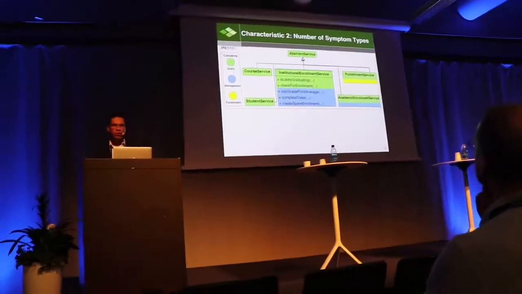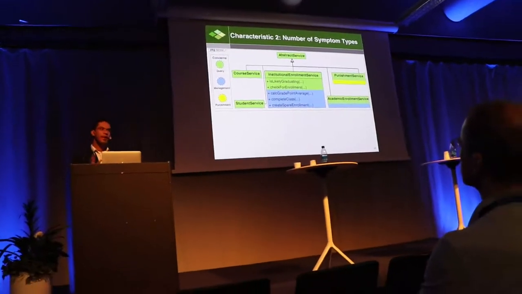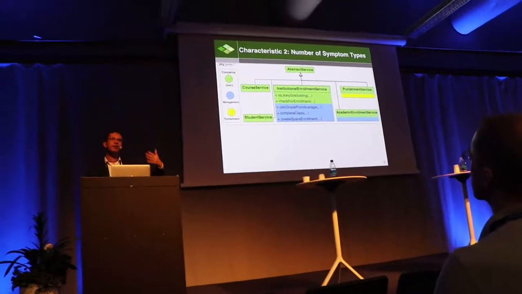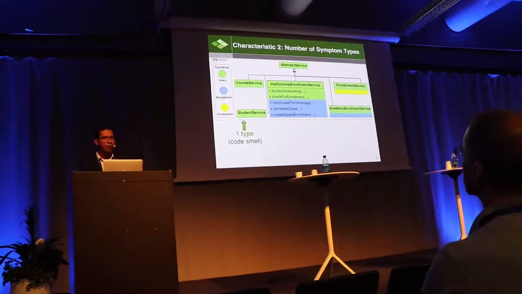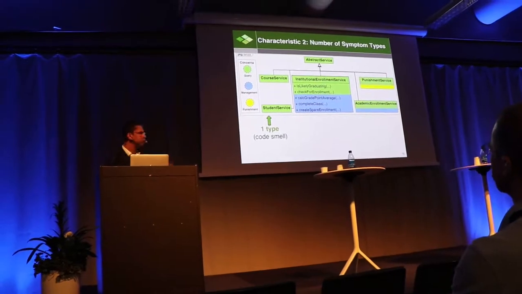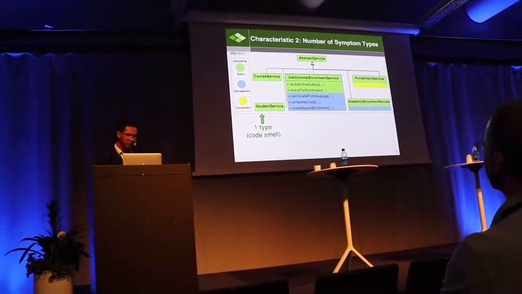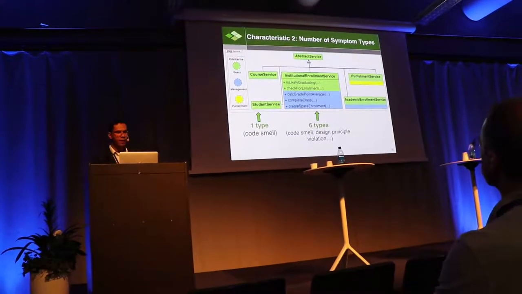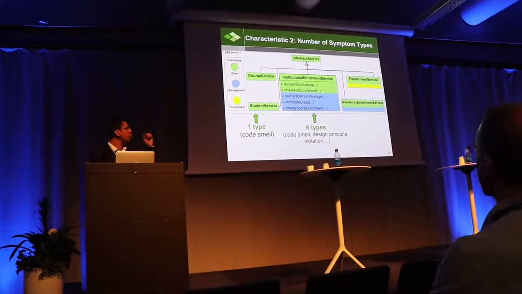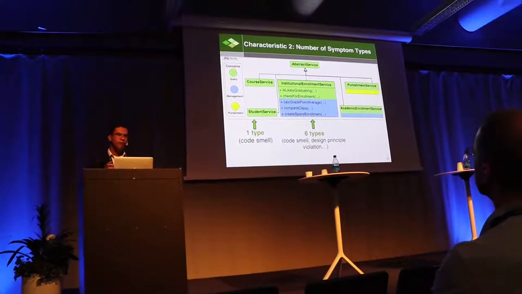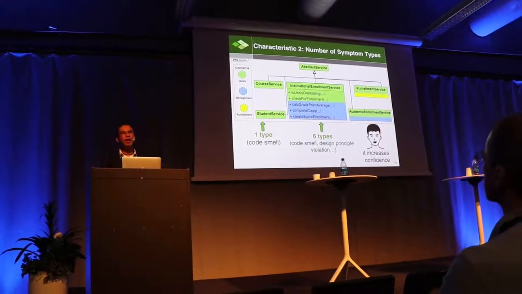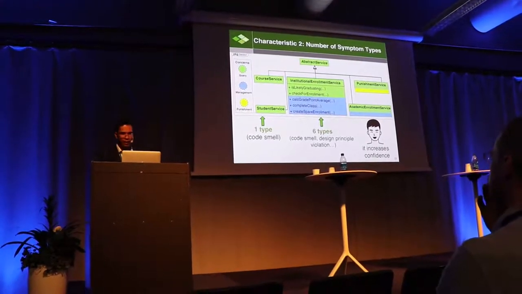Another characteristic that we observed was the different types of symptoms that one element manifests. The more different types of symptoms the developer finds in an element, the more likely he will analyze that element to find a design problem. For instance, the student service has only one type of symptom, the code smell. On the other hand, the institutional environment service contains 6 different types of symptoms. Because of that, developers will focus on that class first, due to the diversity of symptoms in that element, which consequently increases his confidence about the presence of a design problem in those elements.